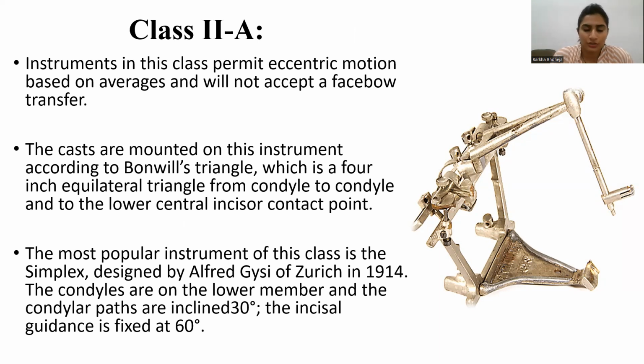Class 2A is instruments in this class permit eccentric motion. Eccentric means any motion which is other than your centric motion, based on average, and will not accept a face bow transfer. So the most important point is not accept a face bow transfer. These articulators are based on average values.